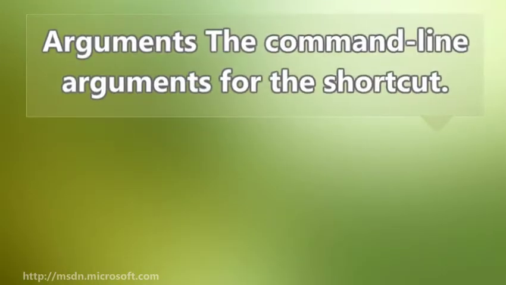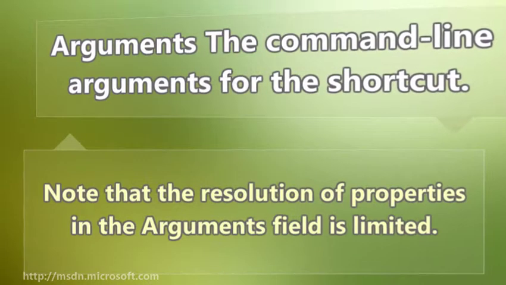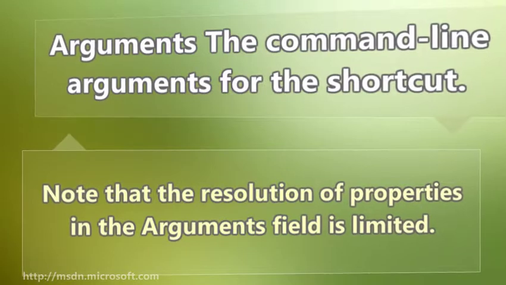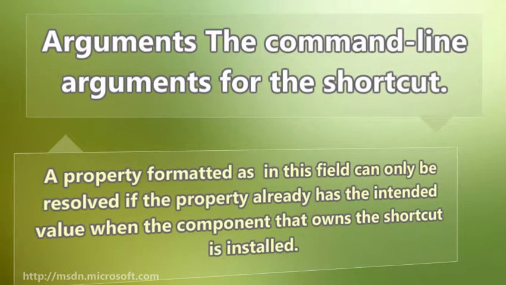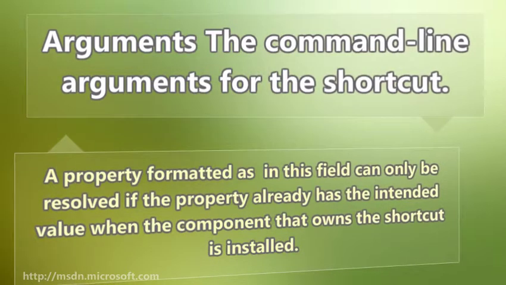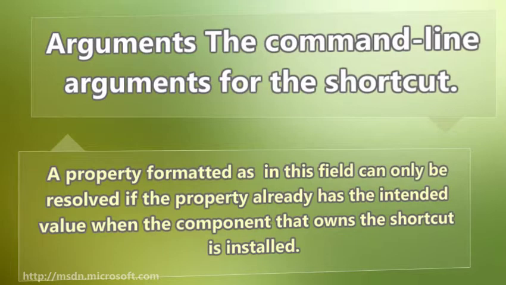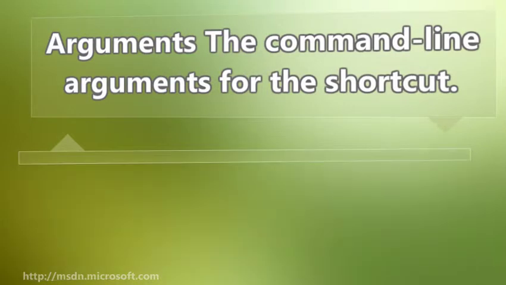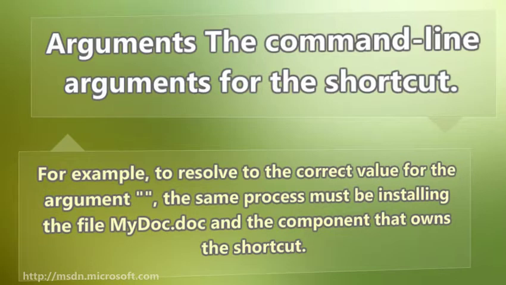Arguments: the command line arguments for the shortcut. Note that the resolution of properties in the Arguments field is limited. A property formatted as [#filekey] in this field can only be resolved if the property already has the intended value when the component that owns the shortcut is installed. For example, to resolve [#filekey] to the correct value for the argument, the same process must be installing the file me.dog and the component that owns the shortcut.